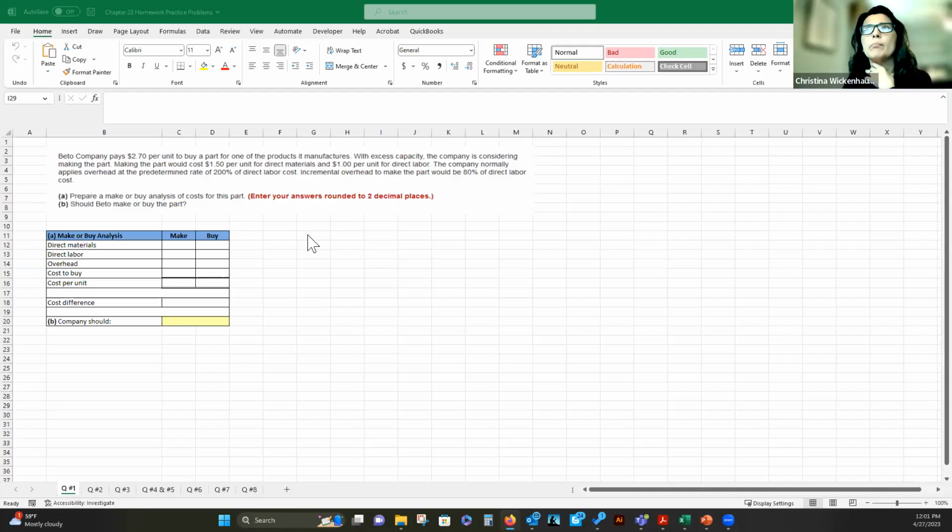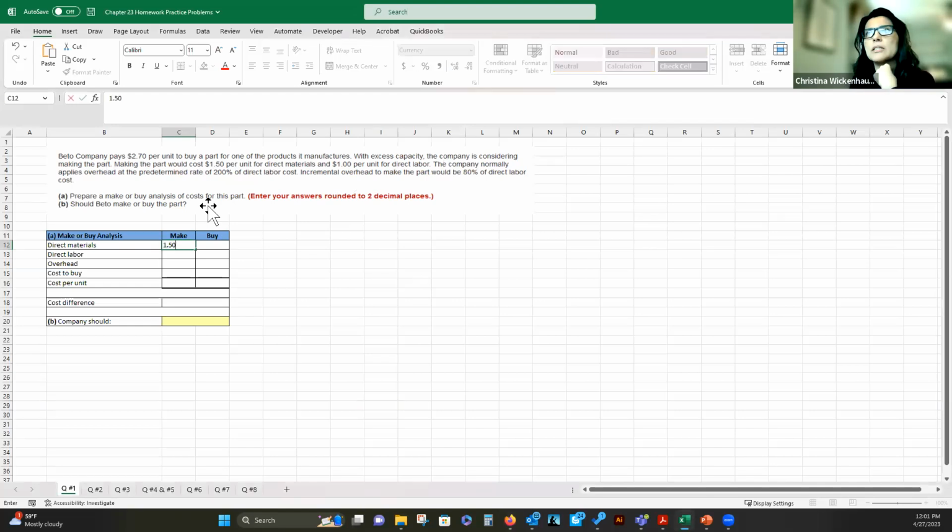We have Beto company pays $2.70 per unit to buy a part for one of its products it manufactures. With excess capacity, the company is considering making the part. So making the part would cost $1.50 per unit for direct materials. So I'm going to go ahead and pop that in here because if I make it, it's going to cost me $1.50 for direct materials and $1 per unit for direct labor. And the company normally applies overhead at a predetermined rate of 200% of direct labor cost.